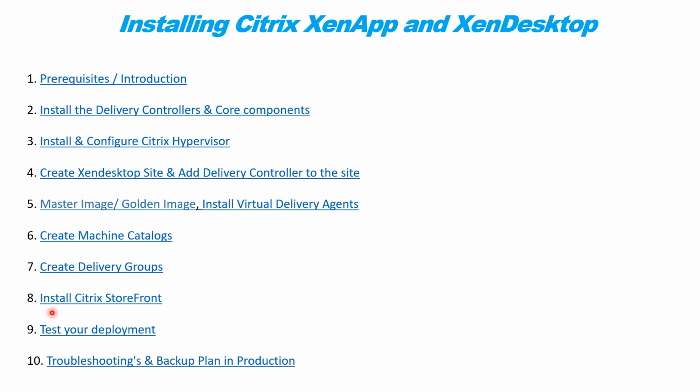In the eighth one, we will learn how to install and configure the storefront server. In the ninth one, we will test our deployment, acting as an end user. We will hit our storefront server, and from there it will go to the delivery controller and the machine catalog, and we will try to launch the machines or applications we publish to our end users or some test users.